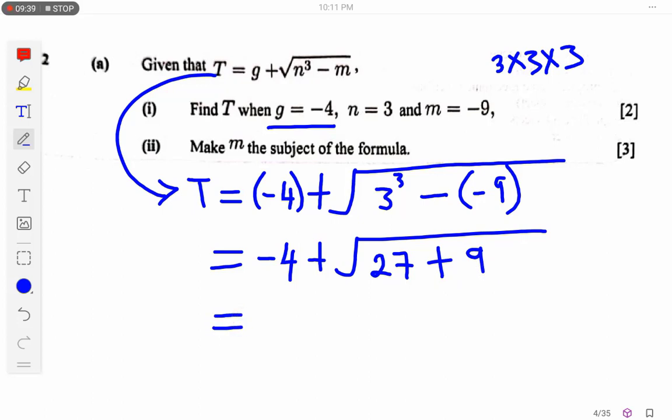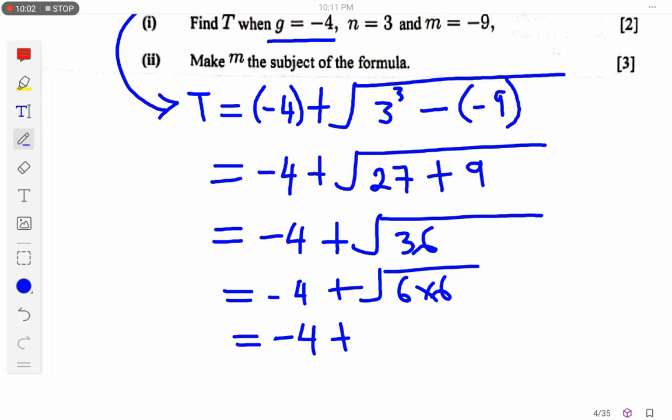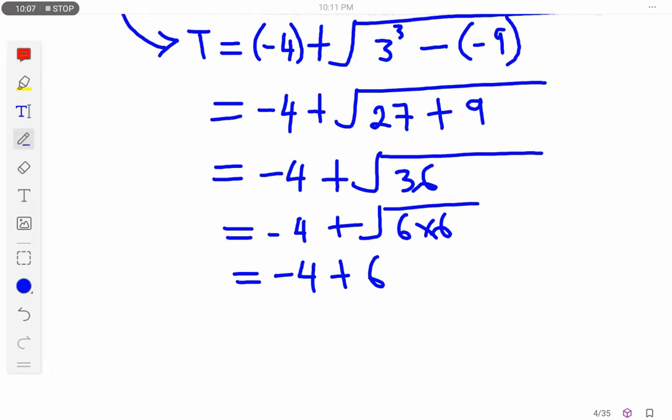So at the end of the day, we have minus 4 plus square root of 27 plus 9, that's a 36. Okay, of which 36, even if I don't have a calculator, 36 is the same as 6 times 6 there. So we get ourselves a 6 as our answer. So I'll have -4 plus a 6 like that. So my answer is going to be -4 plus a 6. We get ourselves a 2. So that is our final answer, guys.